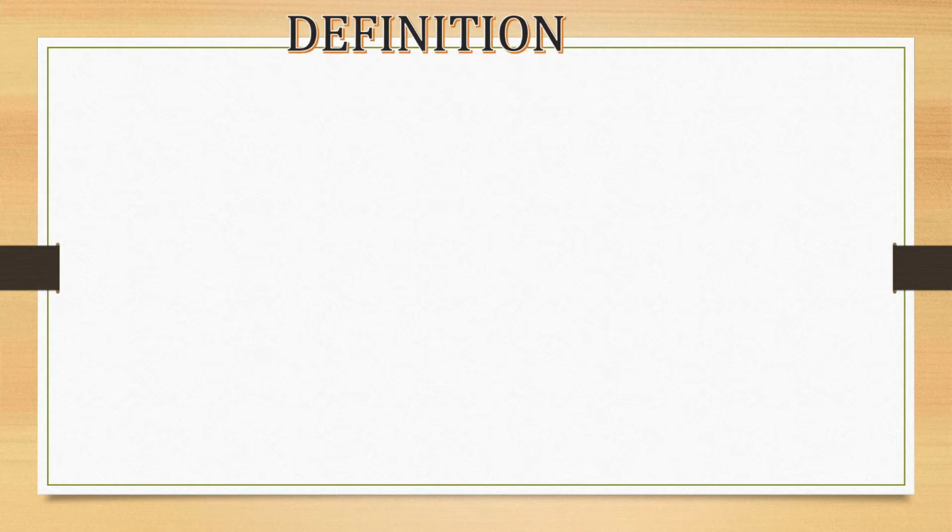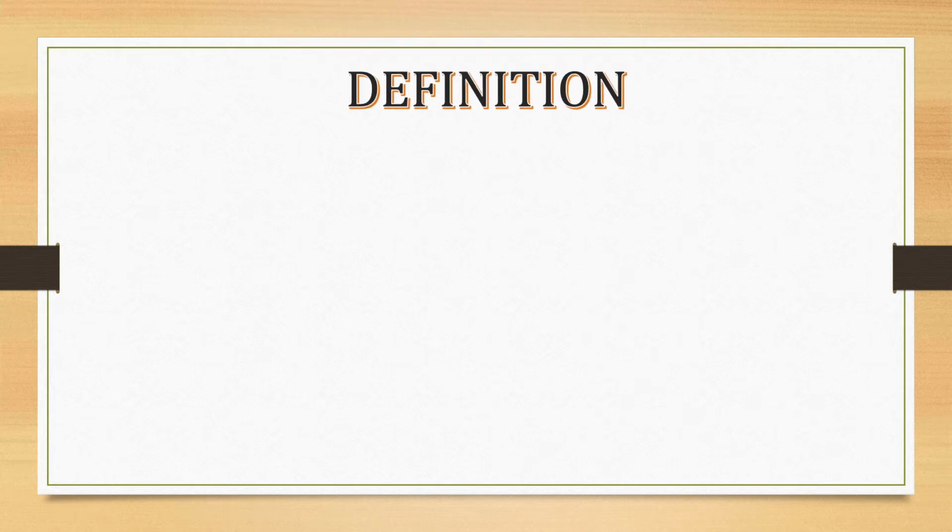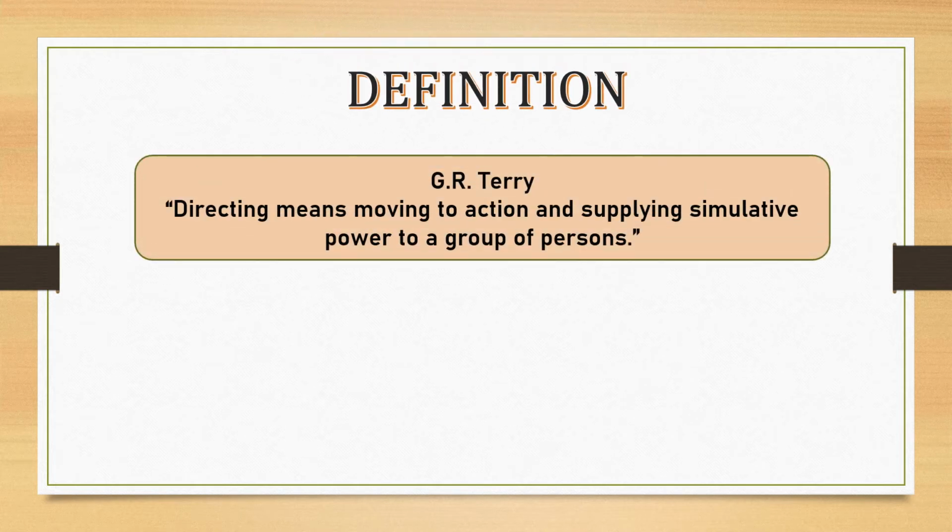We will look into two definitions of directing or direction. The first definition is given by G.R. Terry. He says, directing means moving to action and supplying stimulative power to a group of persons. Here, G.R. Terry is talking about the delegation of authority, that is giving the subordinate the power to complete certain tasks with clear, proper guidance and instruction.